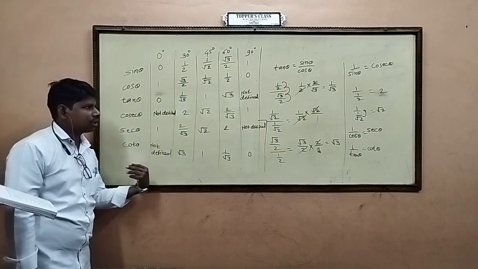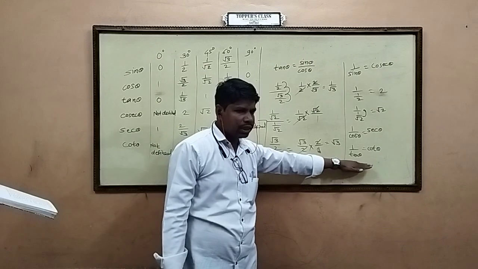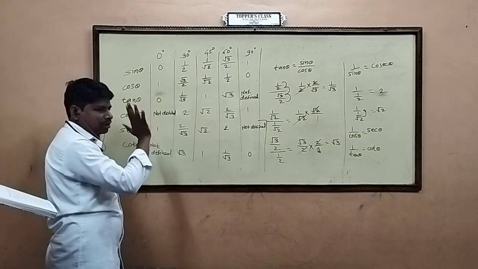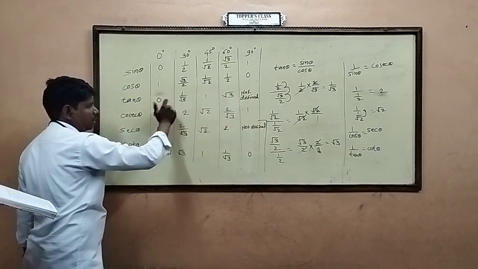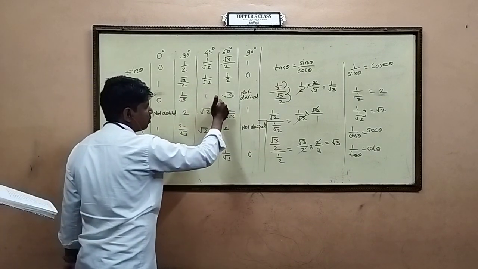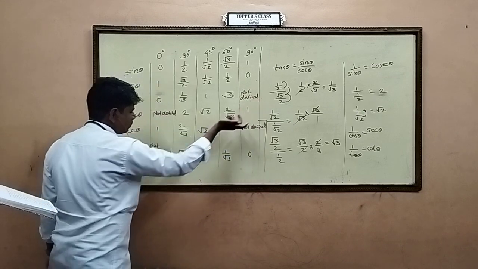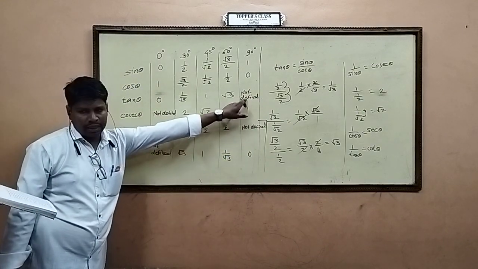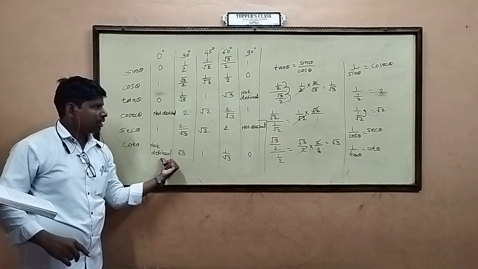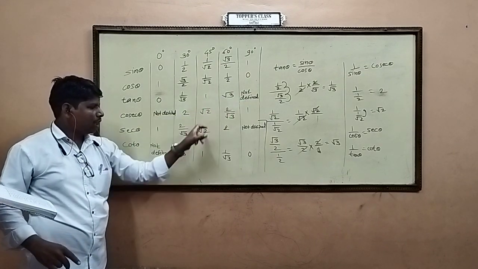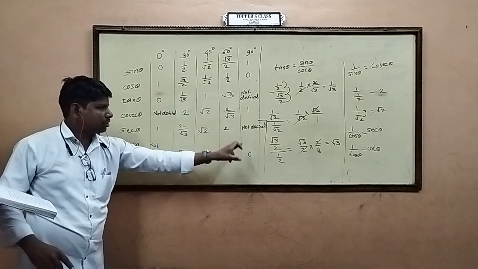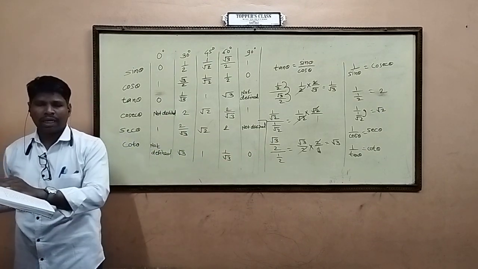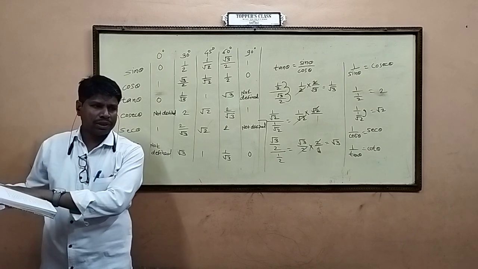And last one, cot theta. We know the formula, cot theta is equal to 1 upon tan theta. So just write one simple thing, vice versa of this. You started from 0, 1 upon square root 3, 1, square root 3 and not defined. Just write these values like this. You will get your final answer. Same order: not defined, square root 3, 1, 1 upon square root 3 and 0. So like this you can remember the table, and once you learn the table, you can solve any problem based on this. Okay.